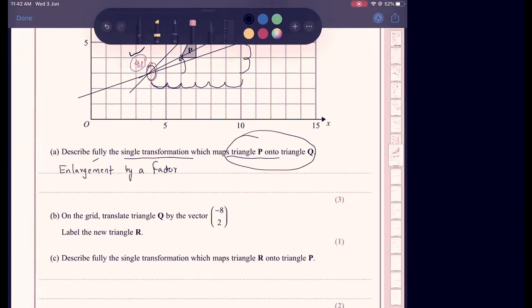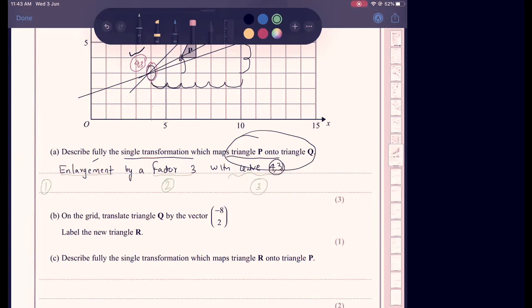Enlargement by a factor of 3 with center. If you are writing enlargement, you will get 1 mark. By the factor, you will get 2 marks. If you are writing the center also, you will get full marks, that is 3. So this is how its mark distribution works.